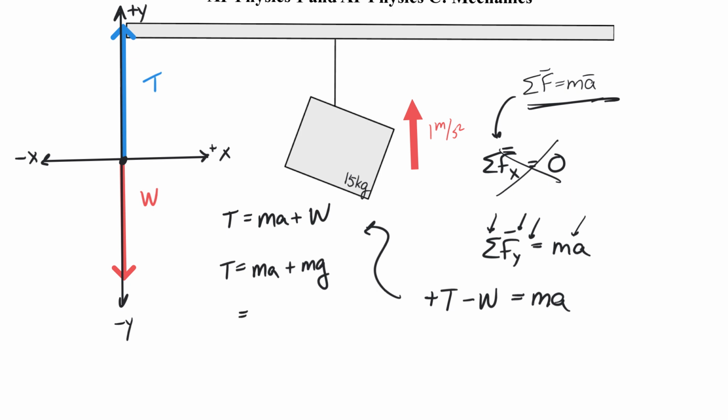Most of the time, our answers will be expressions. But sometimes they'll give us numbers. This is a numerical one. We're going to do some numerical ones in the beginning. Mass is 15. Acceleration was 1. Plus mass, which is 15. G is 10. This must be what the tension equals. 15 times 10 is 150. 15 times 1 is 15. 150 and 15 is 165 newtons.